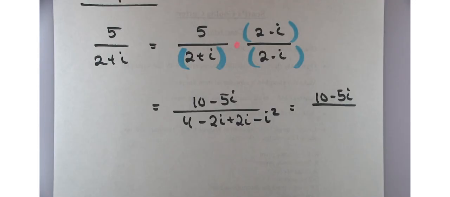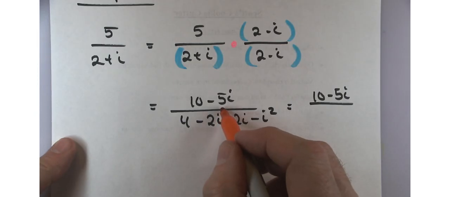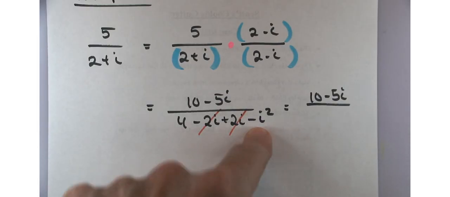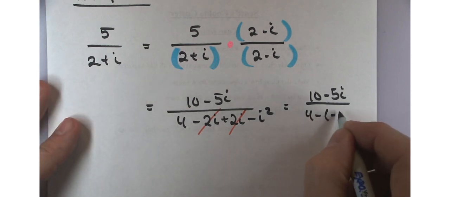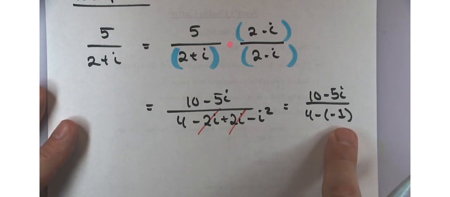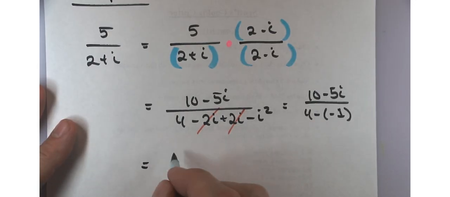Olivia, do you see anything that's going to simplify in the denominator? Good. So negative 2i and plus 2i cancel each other out. How about this negative i squared term? Jeff, what happens to that? Close, not 1, but actually i squared is just negative 1. Oh, so you're thinking the double negative becomes a positive? Yeah, yes, it does.